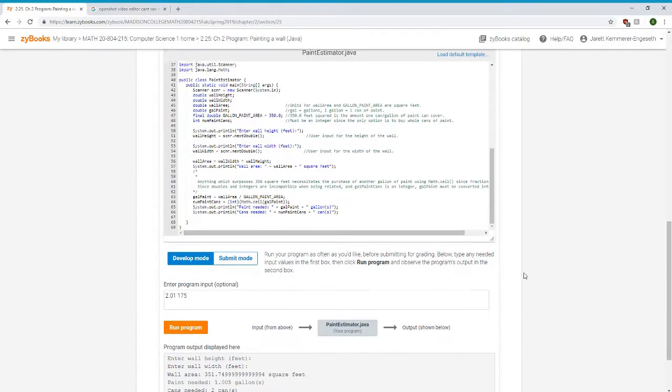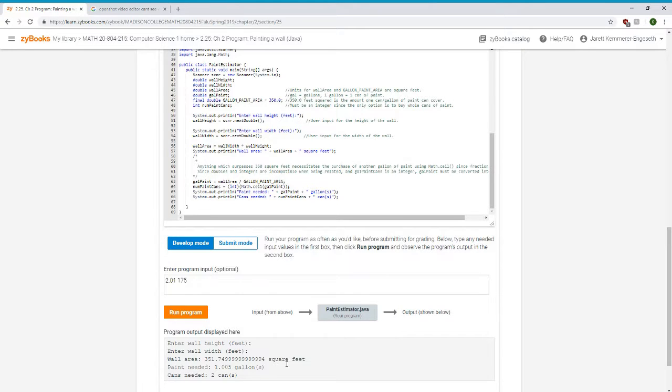And as we can see, everything is running properly. It is rounding up when needed so that we get the proper amount of cans required, and it's still showing how many gallons is actually needed.